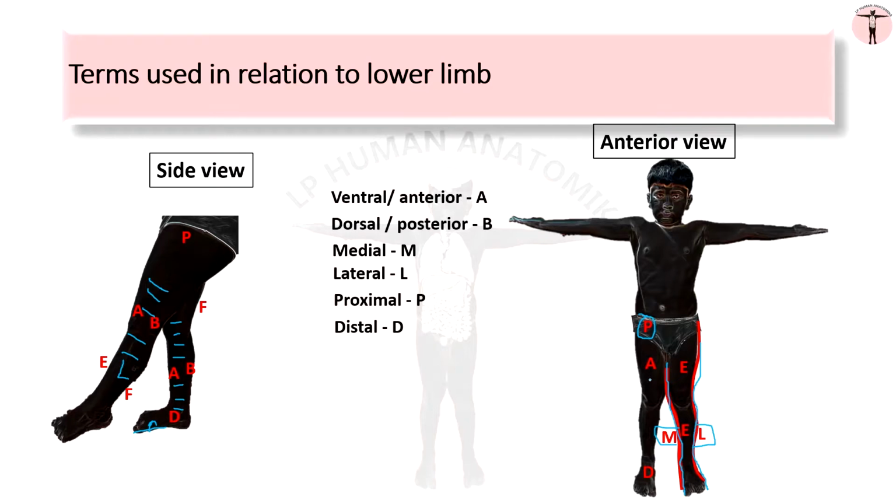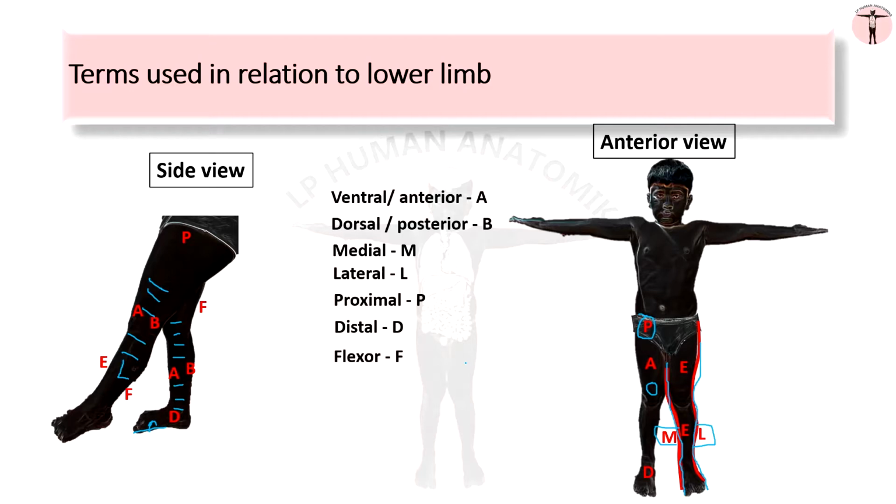If I compare another structure here, O. When we compare the three structures A, O and D, A is proximal to O and D, O is proximal to D, O is distal to A, and D is distal to both A and O. I hope this is clear.